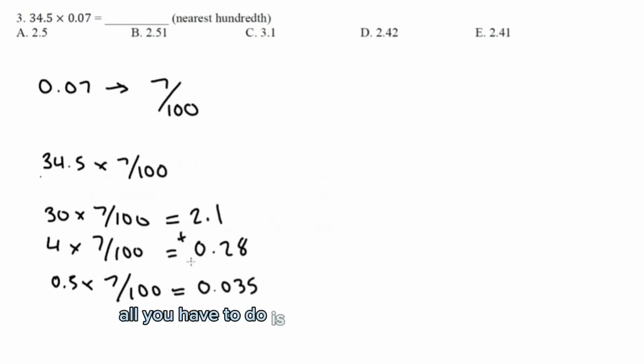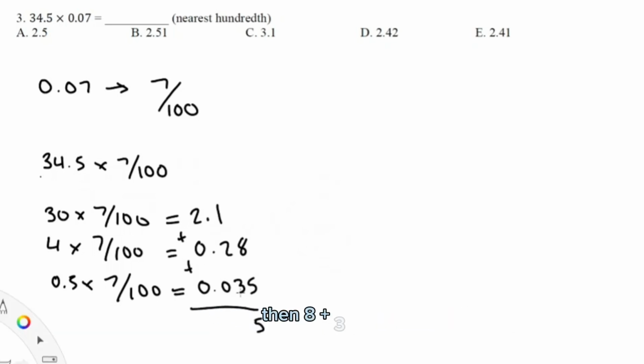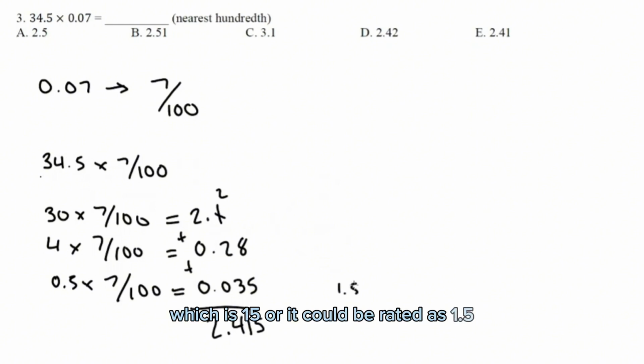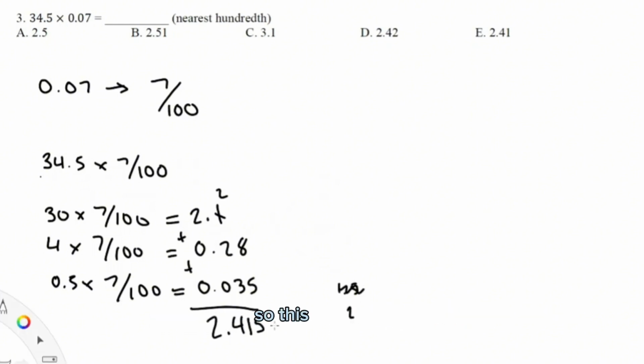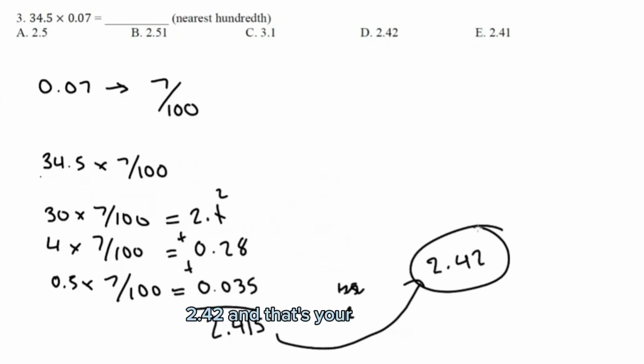Alright, so now all we have to do is add these three numbers up. First, we have the 5 by itself. Then 8 plus 3 is 11, so we write a 1 here and carry it. This becomes 2. 2 plus 2 plus 0 is just 4. And then we have the 2 over here. So this is 2.415, but we have to round it to the nearest hundredth. So this 5 and 1, which is 15, or it could be written as 1.5, rounds up to a 2 because the value is a 5. So this becomes 2.42, and that's your answer.